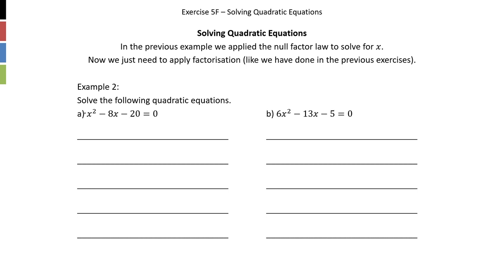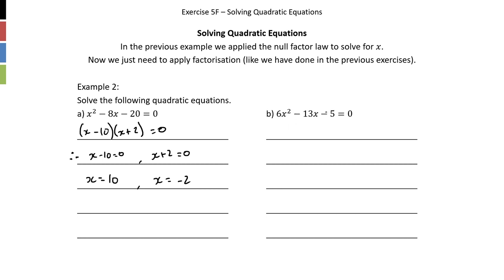We've got a coefficient of 1, so we'll try inspection. 20 will be a 10 and a 2, and negative 10 plus 2 gives me negative 8. So this turns into x minus 10 times x plus 2, because negative 10 times 2 is my negative 20, and negative 10 plus 2 is my negative 8, so that works, equals 0. Therefore, we can say x minus 10 equals 0, x plus 2 equals 0, so x equals 10, or x equals negative 2. Okay, there's our solutions.